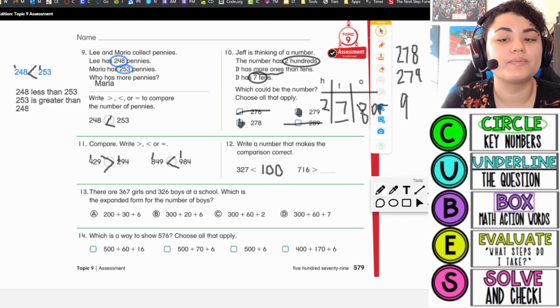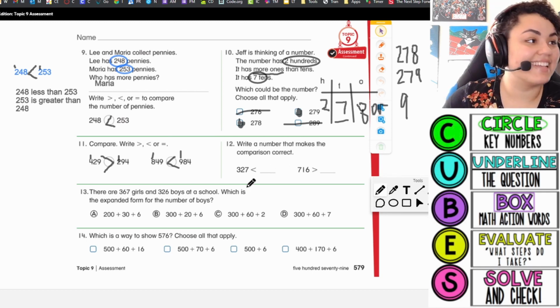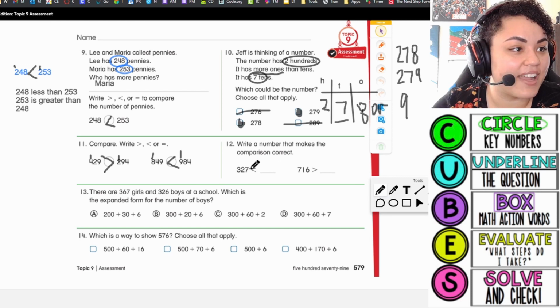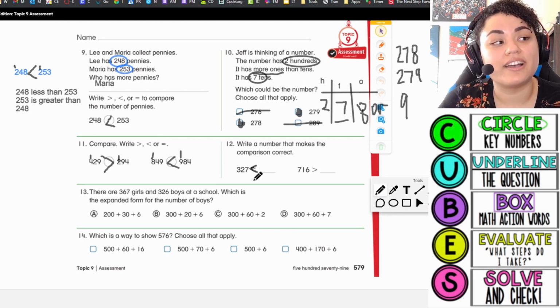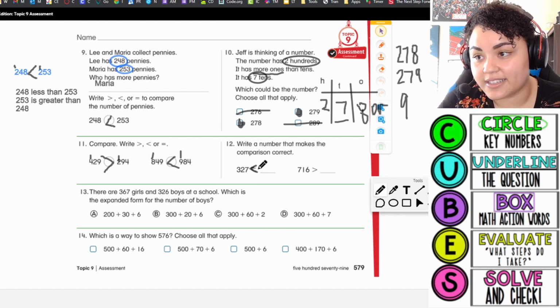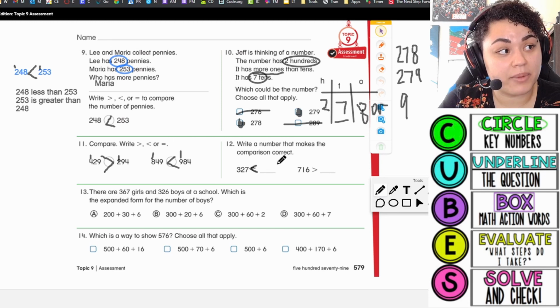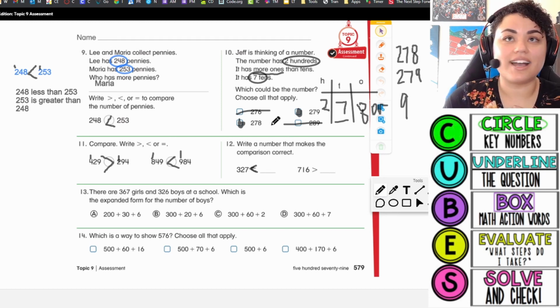Oh, wait. Sorry. It's less than, right? But that doesn't mean we have to put a number that's less than. We have to put a number that's bigger, because look at this. It's eating the bigger number. Always, always check. See, even I just made that mistake.